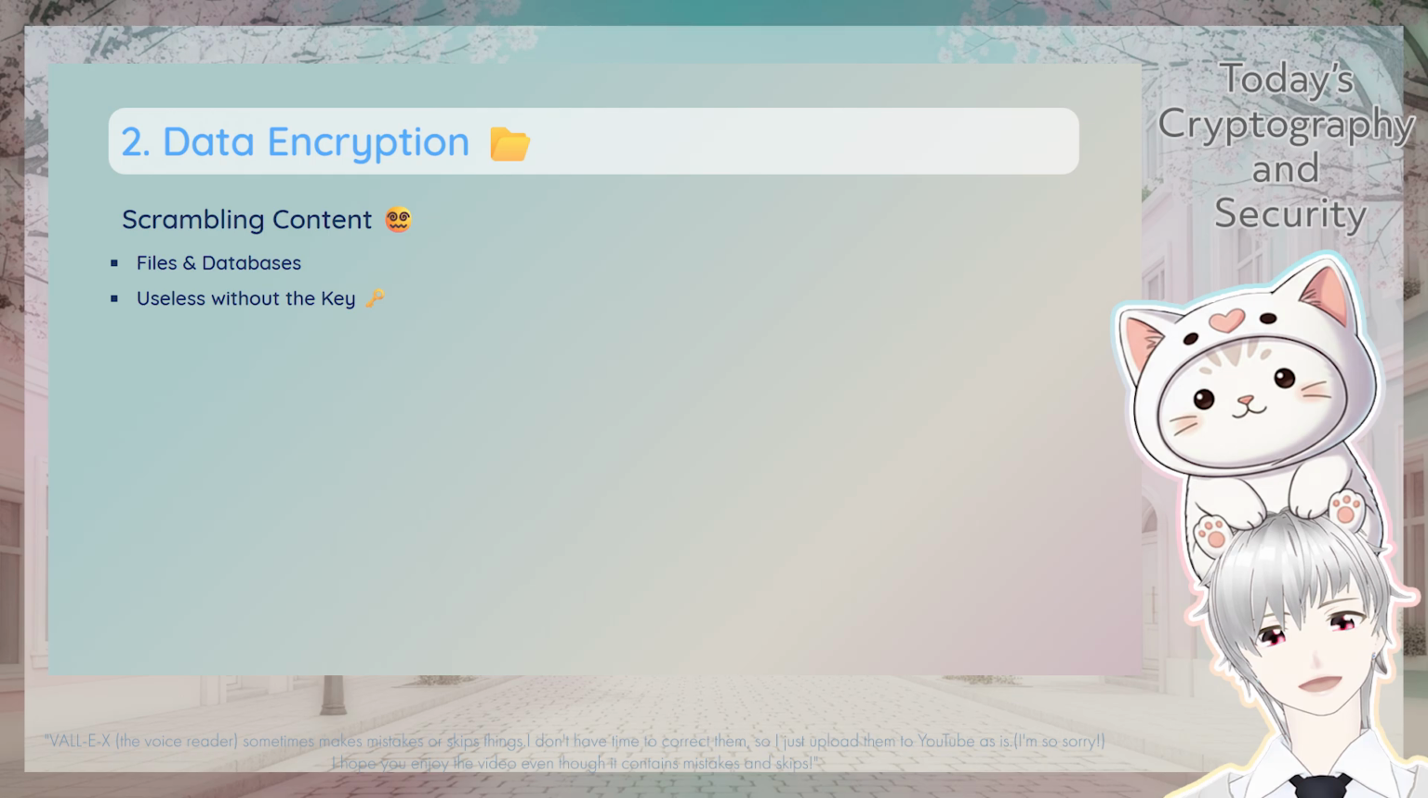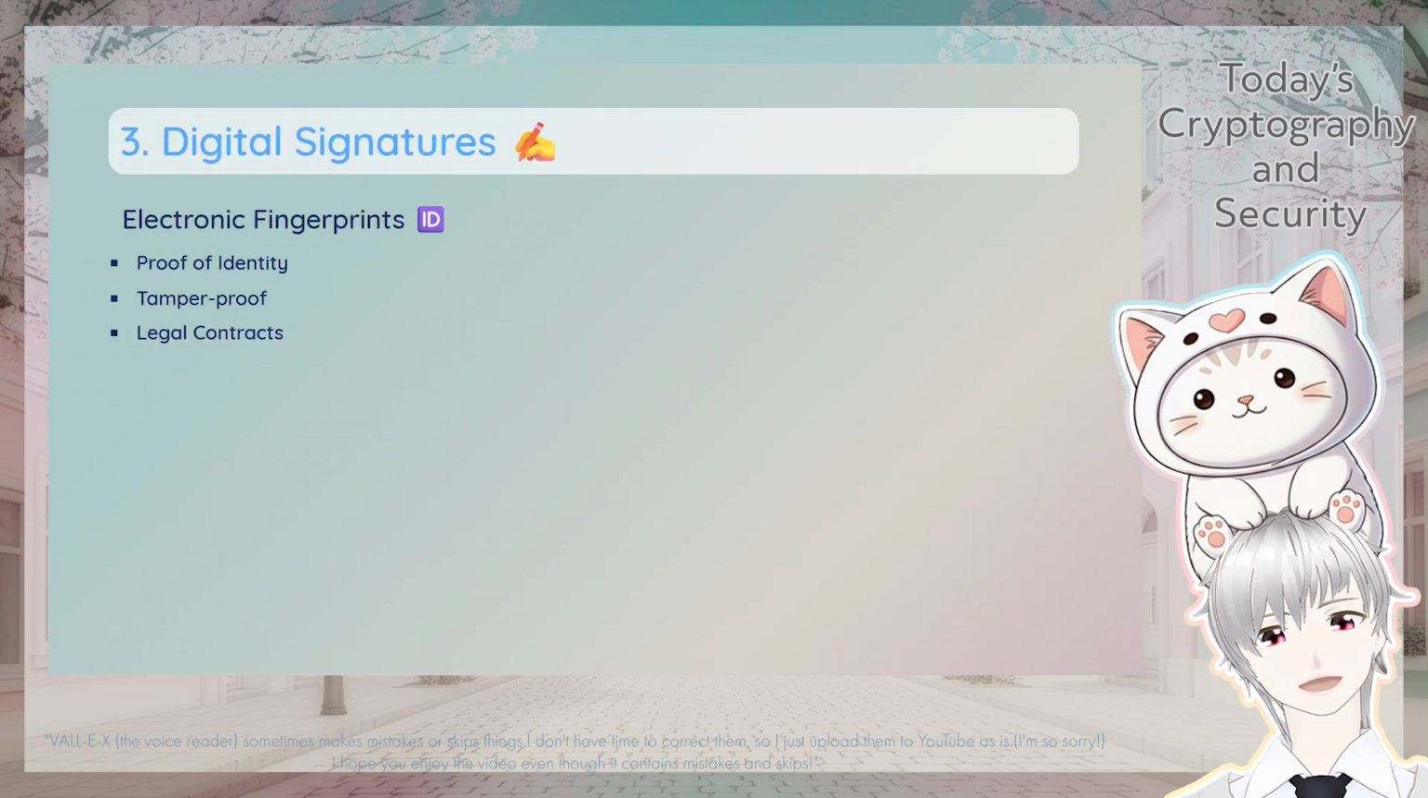This is technology that scrambles the contents of your files and databases. So, even if someone steals your hard drive or hacks into a company's server, the data just looks like gibberish without the special key to unlock it. Third, we have digital signatures. These are like electronic fingerprints. They prove that a document really came from you and hasn't been tampered with. It's super important for legal contracts and official emails.